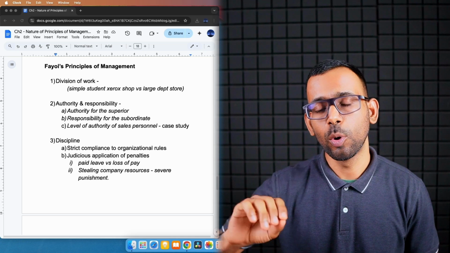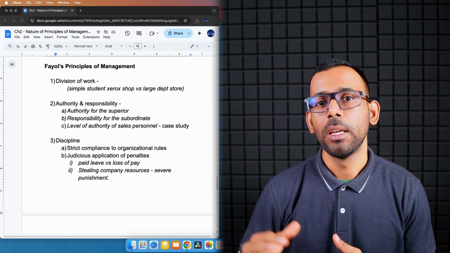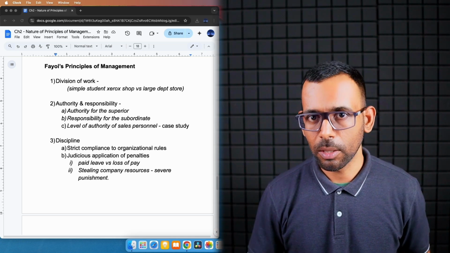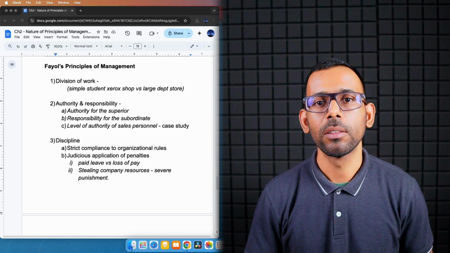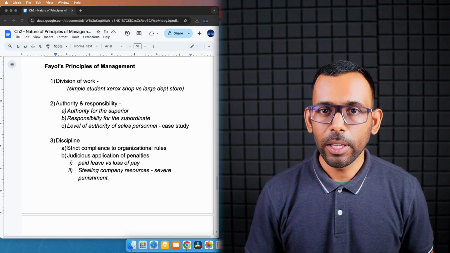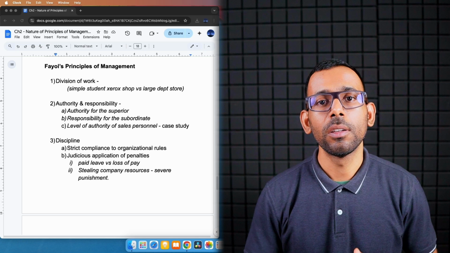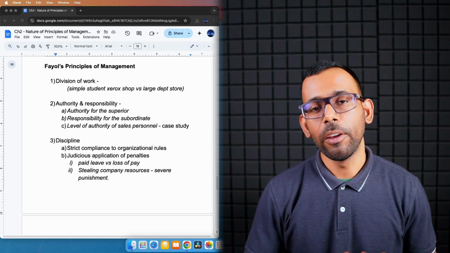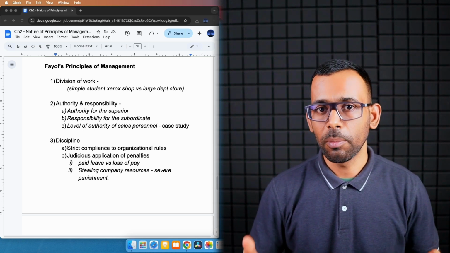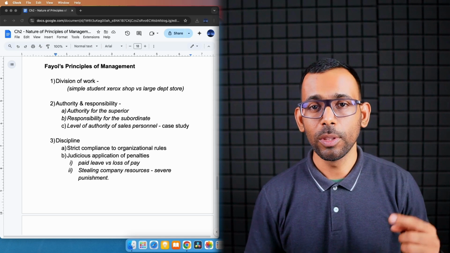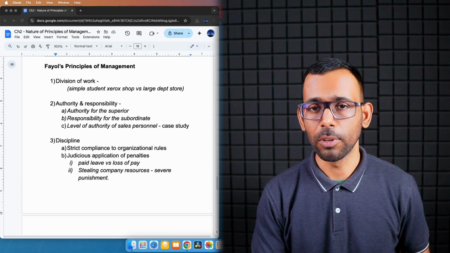He himself goes inside into the machine room and he takes the photocopy or takes the printout, does the spiral binding, and at the end of the day, the same person closes the shutter and closes the shop. Everything from end to end is done by that one person. So there is no division of work.